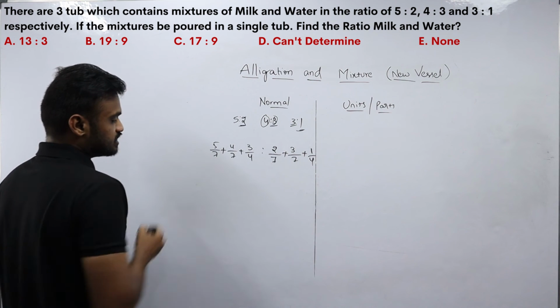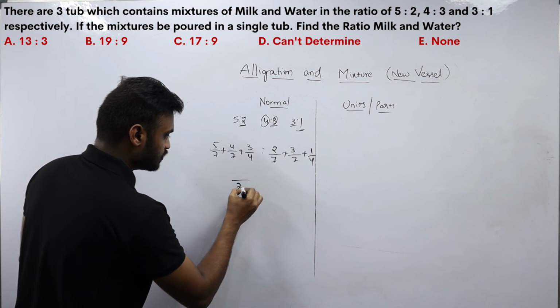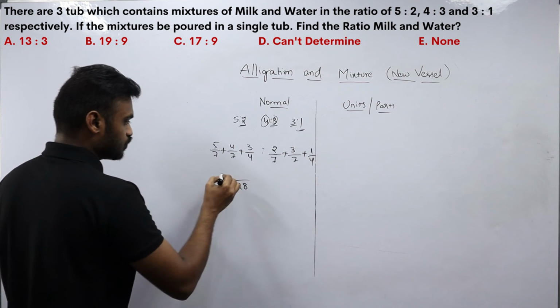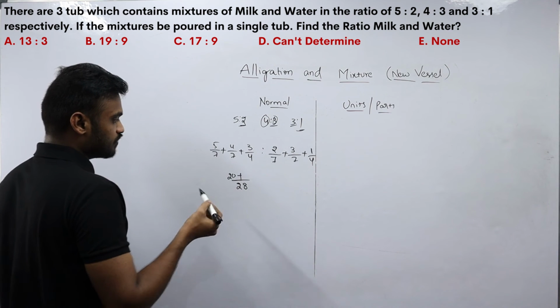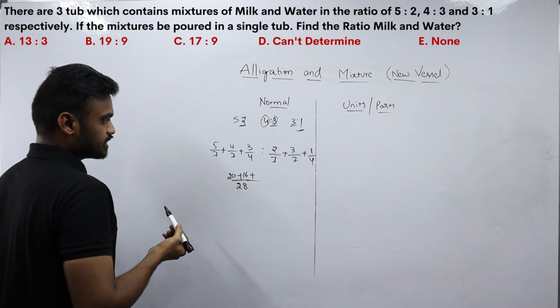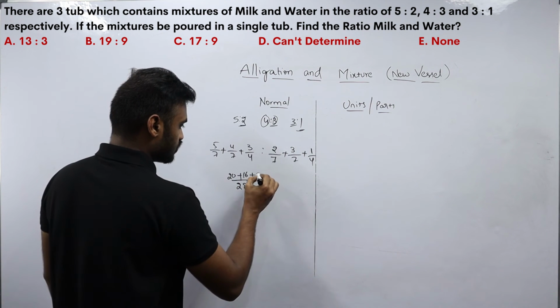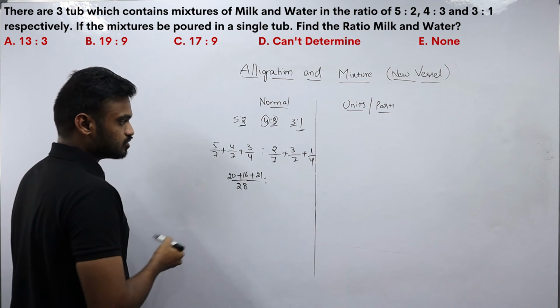See here, the LCM of 7 and 4, that is 7 4s are 28. So the LCM is 28 here. So 5 by 7 into 28, that is 7 4s are 28, 5 4s are 20, plus 4 by 7 into 28, that is 7 4s are 28 and 4 4s are 16, plus 3 by 4 into 28, that is 4 7s are 28, 3 7s are 21.